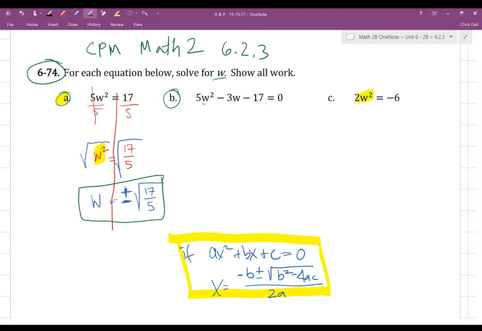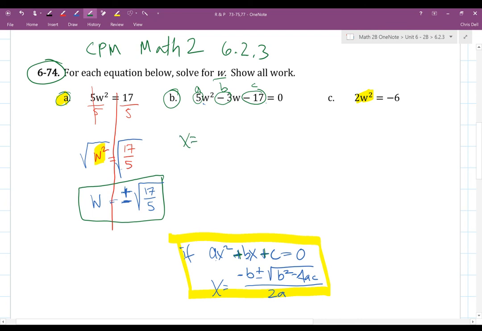So what do I see? I need my a, b, and c, right? So a is 5, b is negative 3, and c is negative 17. You got to pay attention to the signs in front, because according to my formula, you end up having to have those pluses. So, okay, let's run through this.